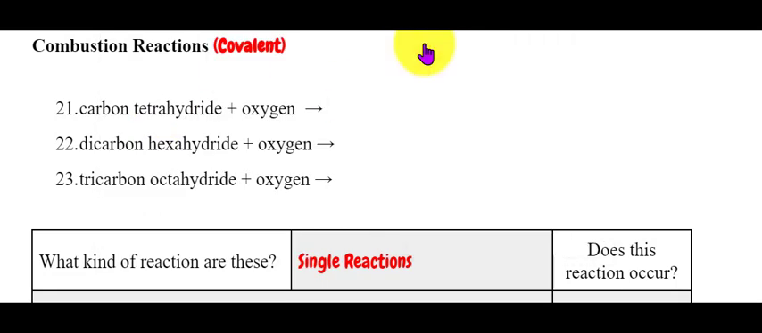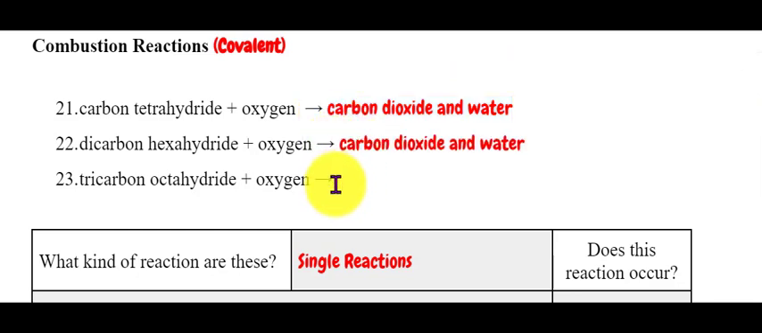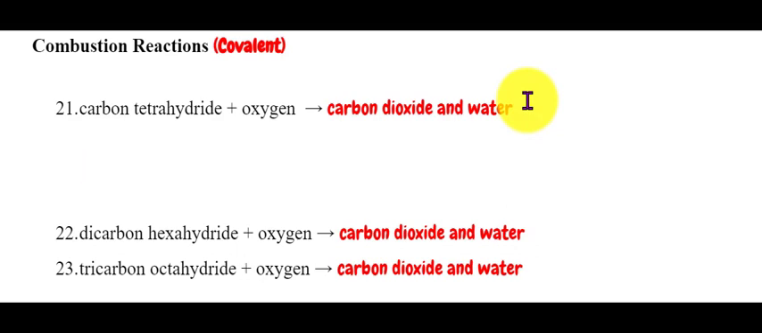Okay. What's cool about combustion reactions is you always know what the products are. The products of every combustion reaction are carbon dioxide and water. And so pretty much that makes this very straightforward. Well, unfortunately, the balancing isn't quite as straightforward. So let's prepare to do so.